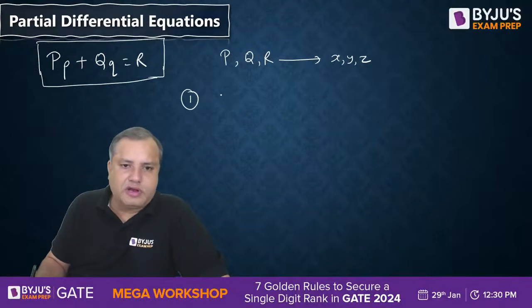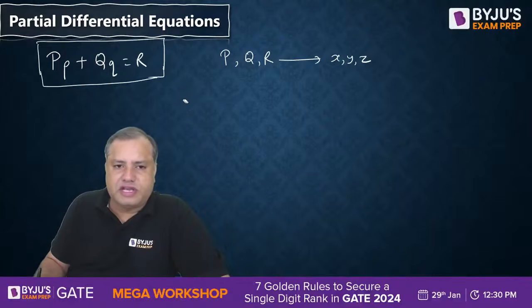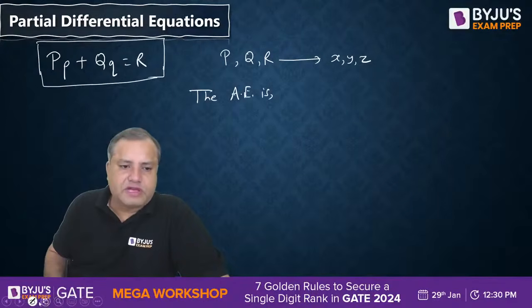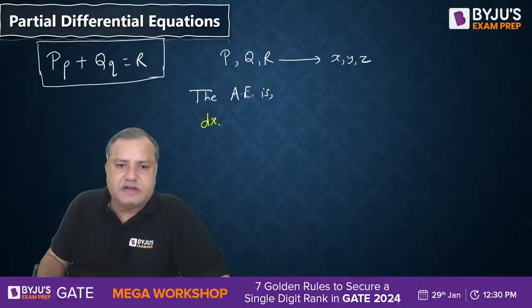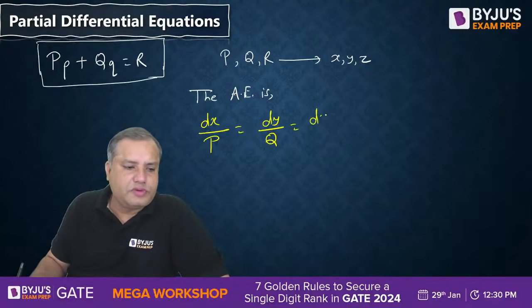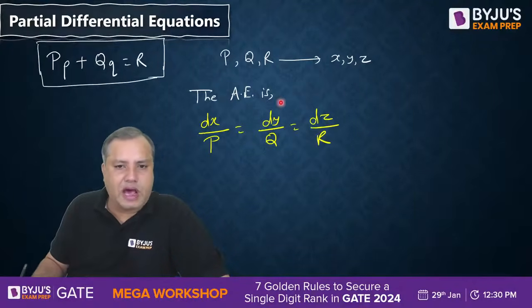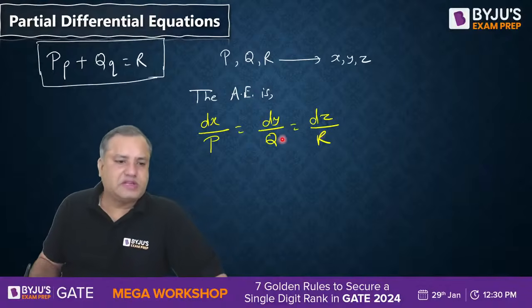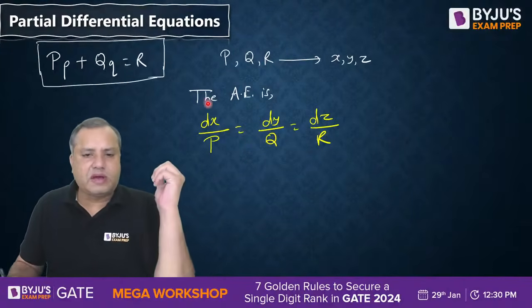First of all, we need to write the auxiliary equation. Sir, what is the general format for the auxiliary equation? It is dx upon capital P, dy upon capital Q and dz upon capital R. In this auxiliary equation, how many terms can you see?